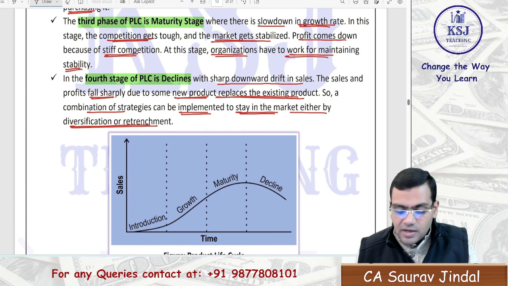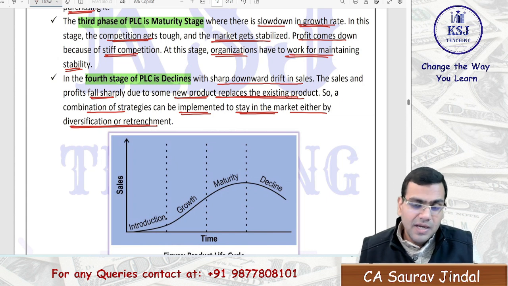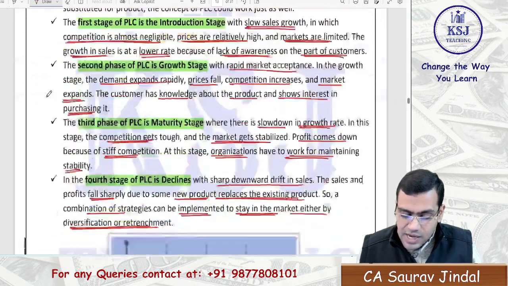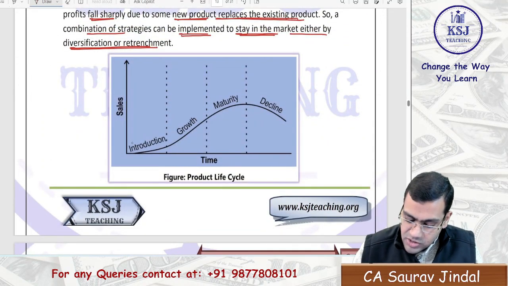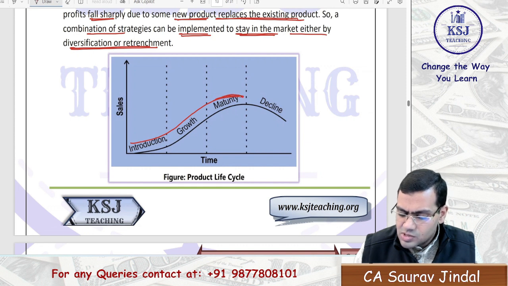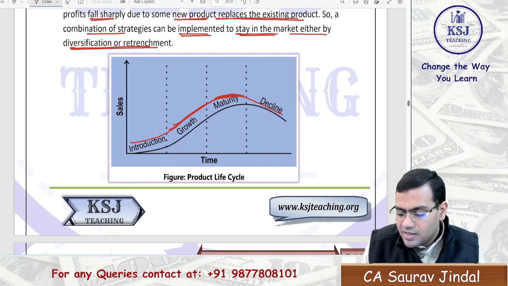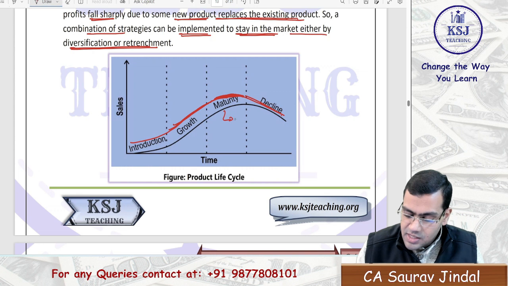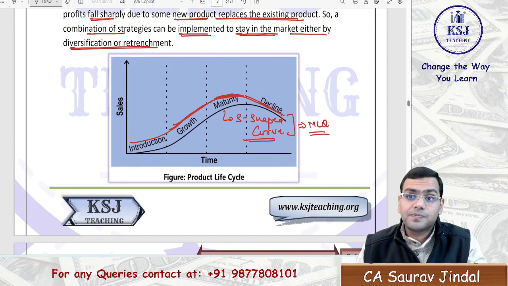That is also one way of being there in the market. Right, so these are the stages. See, the introduction stage, then growth, then maturity. Maturity is you are growing at a slow pace. Here you have a pace, right? You are growing at a fast pace. Then maturity is almost stable. Then you start declining. So it is what? It is an S-shaped curve. Please remember this, for it can be asked in the MCQ. S-shaped curve. That is the curve of the PLC.